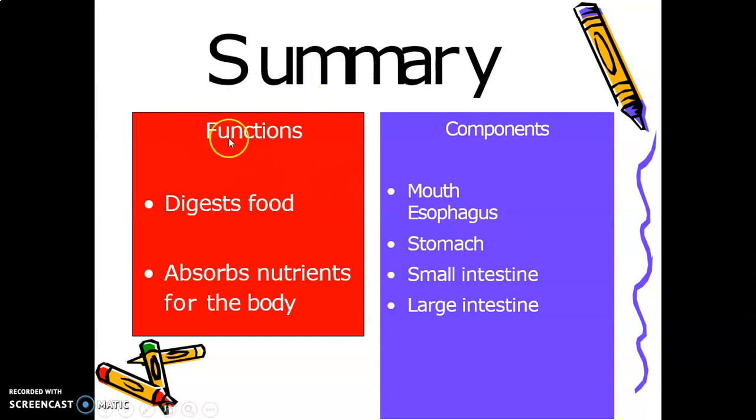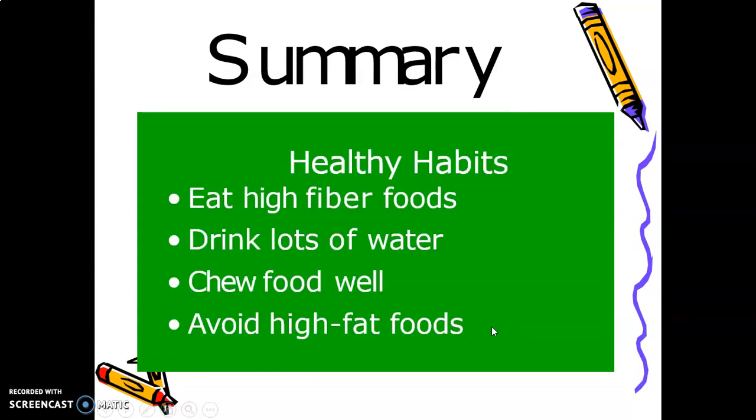Now, as a summary, the function of the digestive system, or the job, is to digest the food or turn the food into small nutrients and to absorb the nutrients for the body to use it as energy. The components or the organs of the digestive system are the mouth, the esophagus, the stomach, the small intestine, and the large intestine. Some of the healthy habits are: eat high fiber foods like, for example, fruits and vegetables, drink lots of water, chew the food completely, and avoid high fat foods.